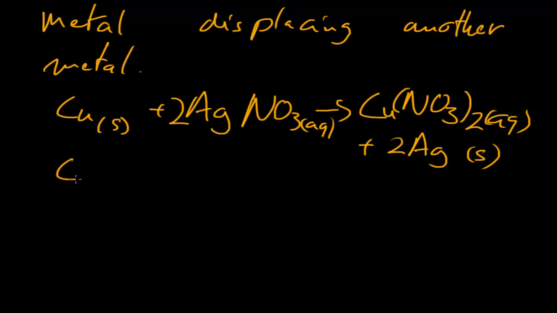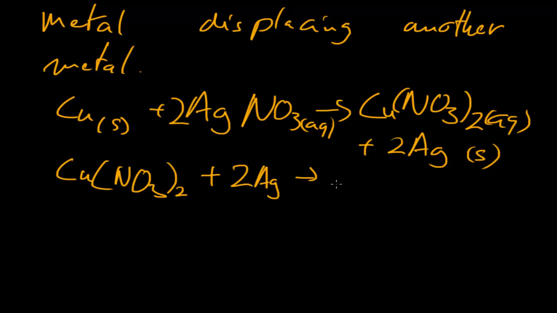However, there is something interesting that we need to mention. If I do the reverse reaction, I don't need to rewrite the states, you know your states, right? To create copper plus, something like this, this does not occur, and there's a reason why. I'll use another color so you can see properly. This does not happen because one metal is more reactive than the other metal.